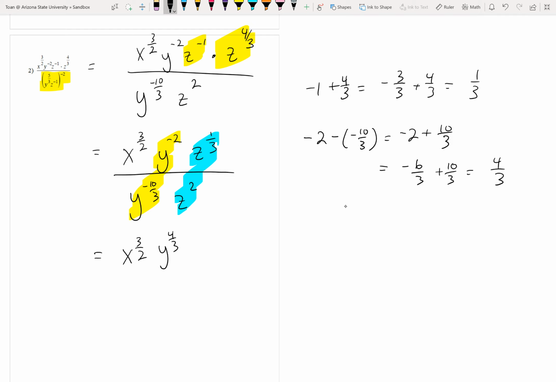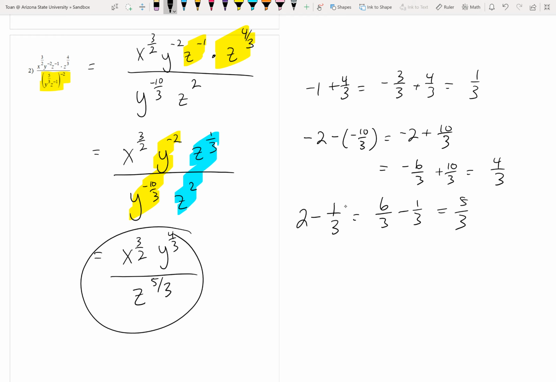Lastly, for the z's, 2 is bigger than 1 third, so we do minus 1 third, which is 6 thirds minus a third, which is 5 thirds. So the answer of z to the 5 thirds will go on the bottom because that's where the bigger exponent was. Now, technically, we do have a radical in the denominator. We do have a fractional exponent in the denominator. But I didn't tell you to rationalize because you did enough work already. So this was an answer I accepted. To rationalize denominators, that's what question 3, 4, and 5 were all about.